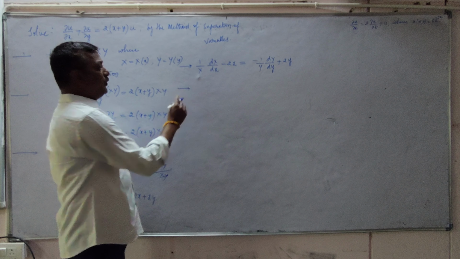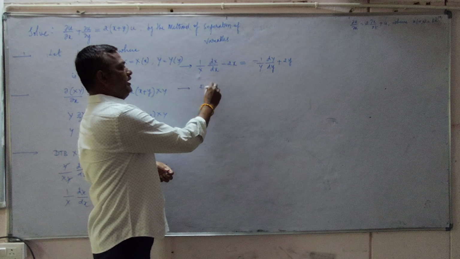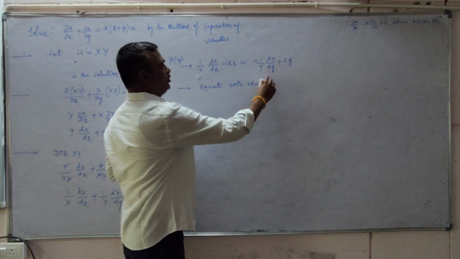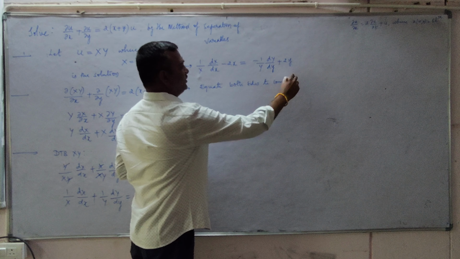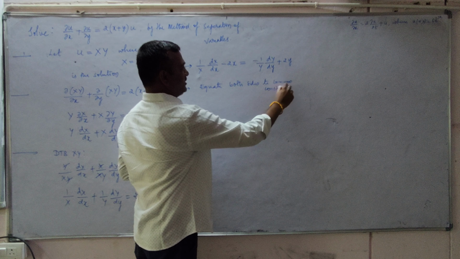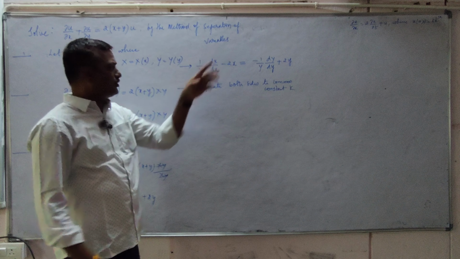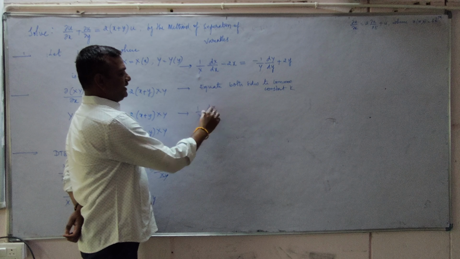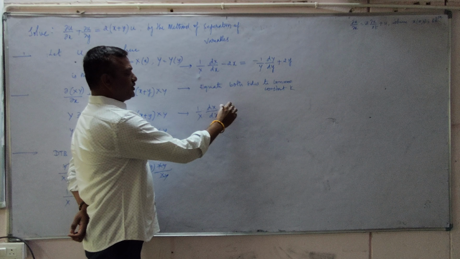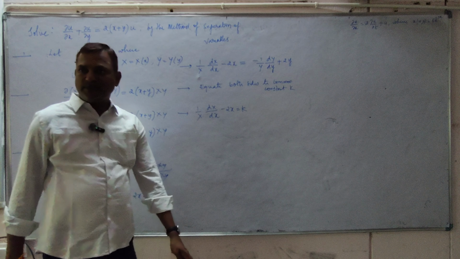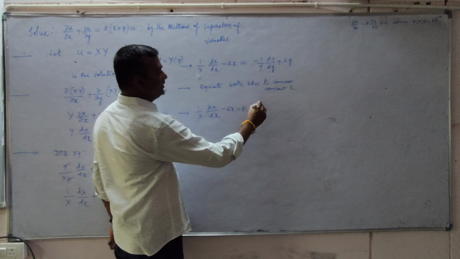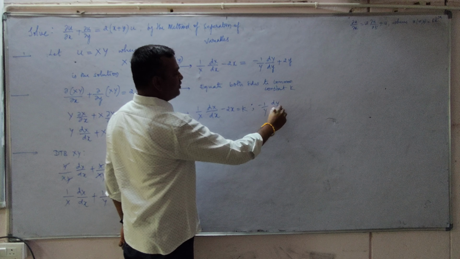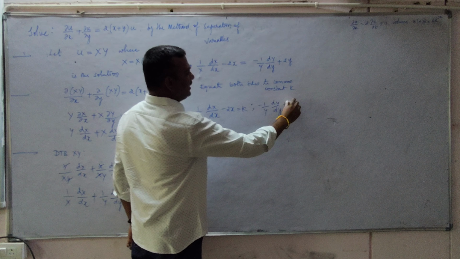So the next step is we need to equate both sides to some common constant k. If you equate both sides with the common constant k, it will become 1 by capital X into d capital X divided by d small x minus 2x is equal to k. Next, the right side, minus 1 by capital Y into d capital Y divided by d small y plus 2y is equal to some k.